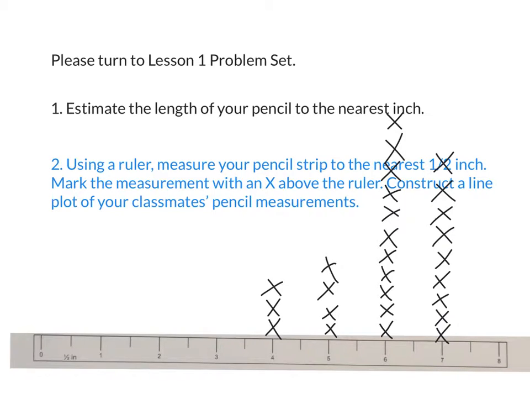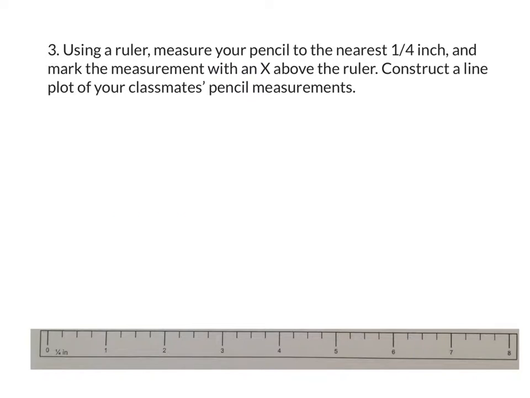Very good. So this time we're going to make another class line plot, except do you see how now your ruler doesn't just have inches, it has quarter inches? Okay, so when I call in your name, you're going to tell me how many inches to the nearest quarter inch. For example, Haley, what's yours? 5 and 2 quarters.